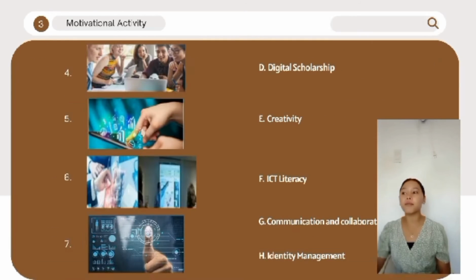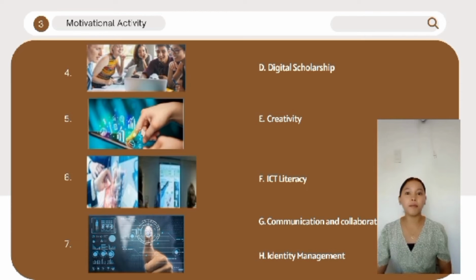Very good. So for the number 6, who wants to answer me? Wow, very good. I think you all know this. I think you're all familiar with this image. So the answer for the number 6 is letter A, which is digital scholarship.